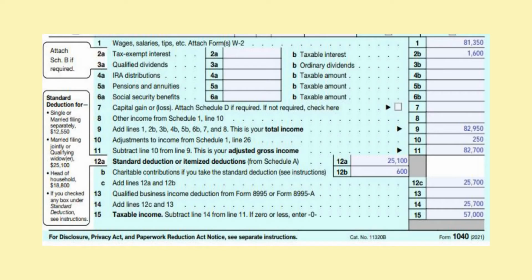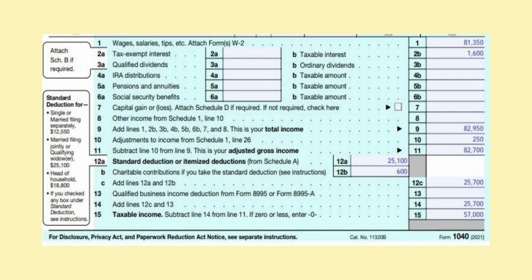If you receive Form SSA-1099, reporting your Social Security benefits, put the amount on line 6a. To determine the taxable portion, you need to complete the Social Security benefits worksheet found on page 31 of the Form 1040 instructions. I do have a video detailing how to fill this out, and I will put the link below this video.